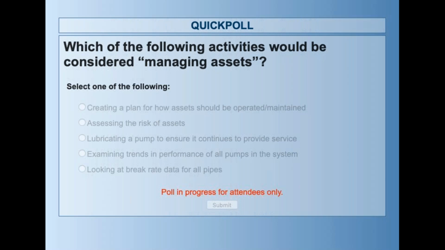So when you're thinking about the activities that are listed there: creating a plan for how assets should be operated and maintained, assessing the risk of assets, lubricating a pump to ensure it continues to provide service, examining trends and performance of all pumps in the system, and looking at break rate data for all pipes. Which of those sounds like a managing assets question, which again is what you do for individual assets? So go ahead and take your best guess. If you don't know the answer, that's okay, just take your best guess. And again, as a reminder, please fill out the poll so we can get you your CEUs.